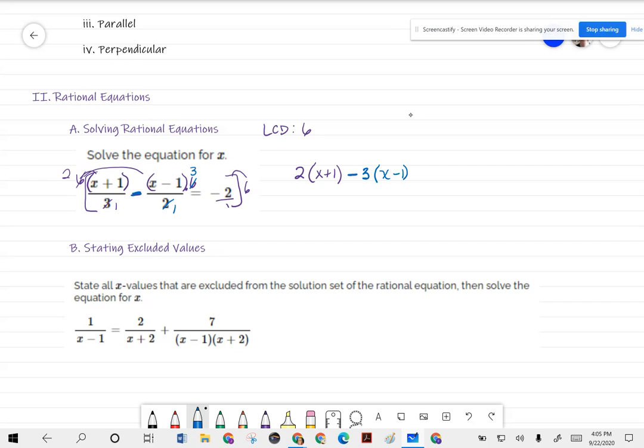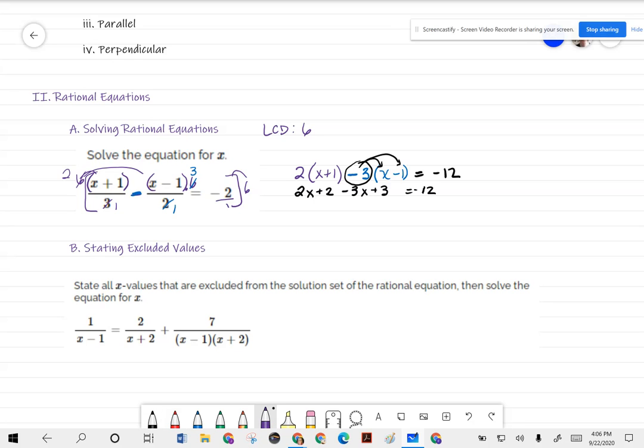All right, so now we've eliminated those fractions, and this is going to equal, when we multiply the 6 by the negative 2, negative 12. Now we have something that we're more familiar with, a linear equation in one variable. So let's go ahead and solve for x. If I distribute, I've got 2x plus 2. Remember, though, that you are distributing the negative 3 to everybody inside that parentheses. So we've got negative 3x and a plus 3, and it equals negative 12.